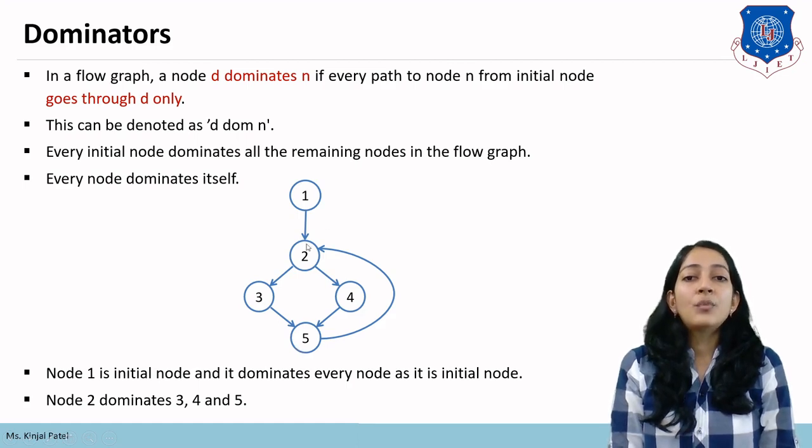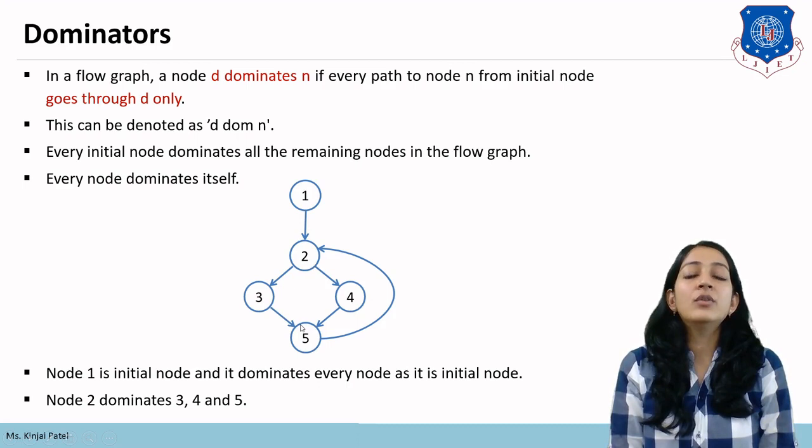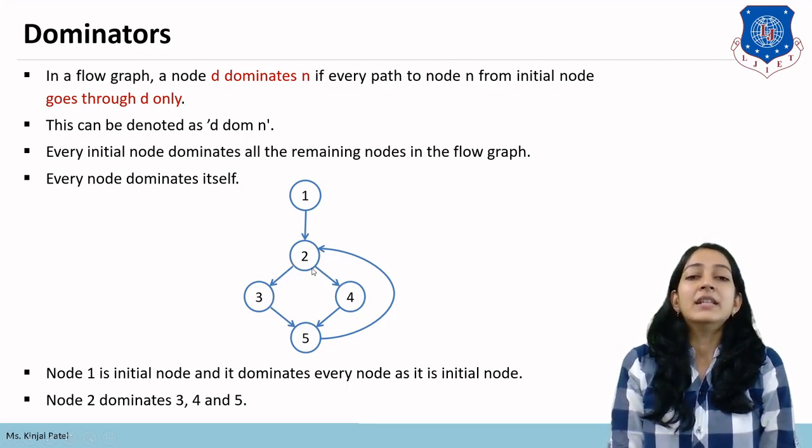Okay, now we want to check for 5. There are 2 paths from the starting node. One is 1, 2, 3, 5 and the second path is 1, 2, 4, 5. So these are the 2 paths. Now we need to check that if both paths go through node 2, then we can say that 2 will dominate 5. The first path contains 1, 2, 3, 5 and the second path contains 1, 2, 4, 5, which go through the common node 2. So we can say that 2 dominates 5. So 2 dominates 3, 4 and 5.